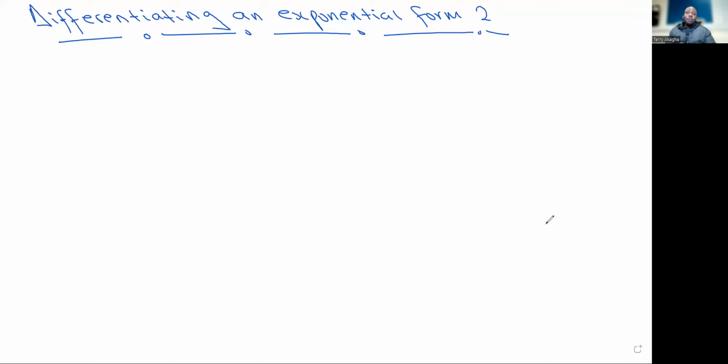So we're talking about the second form of exponential, how to differentiate it, okay?